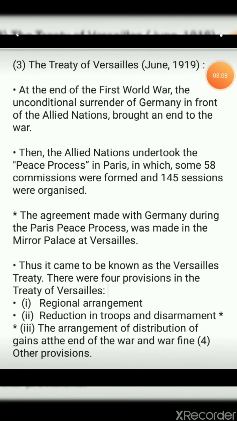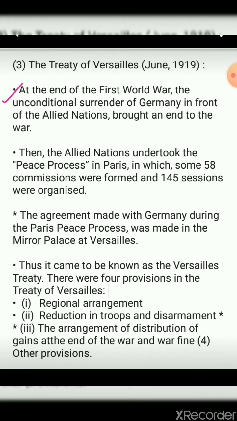Okay, students, the important part, that is the Treaty of Versailles. Treaty of Versailles, June 1919. And let me tell you that this Treaty of Versailles was the reason for the Second World War. Okay, now we'll see the first point over here.